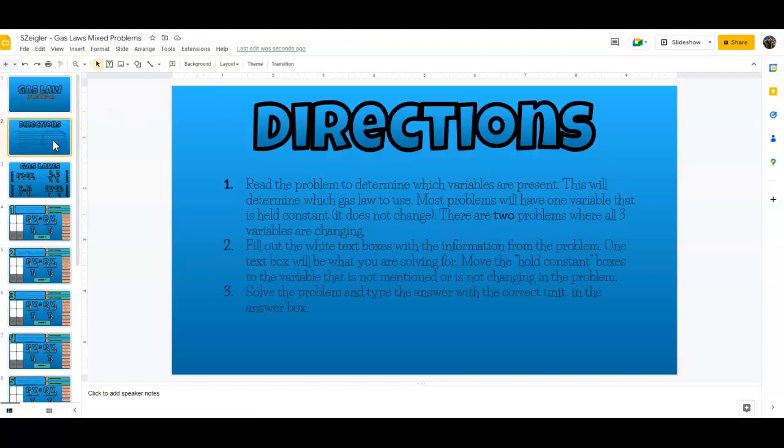On slide 2, it explains what you're doing. It tells you that you are going to read the problem, find the variables, and then solve. Most of the problems only have one variable that is held constant, which is the different laws that you'll do. Now it says here that 2 of the problems are where all 3 variables are changing. I will explain that in a moment. It tells you that you're going to fill out the white boxes with the information. That's where you're typing in information, and then you're going to move the hold constant boxes to the variables that are not mentioned, meaning that they cancel out. Essentially, we're not putting them in the formula.